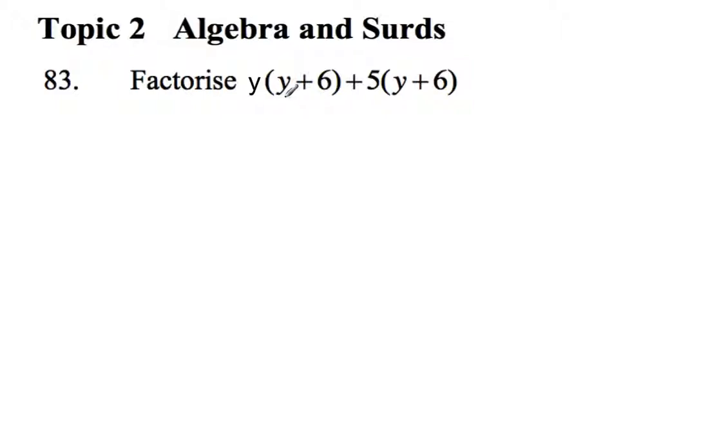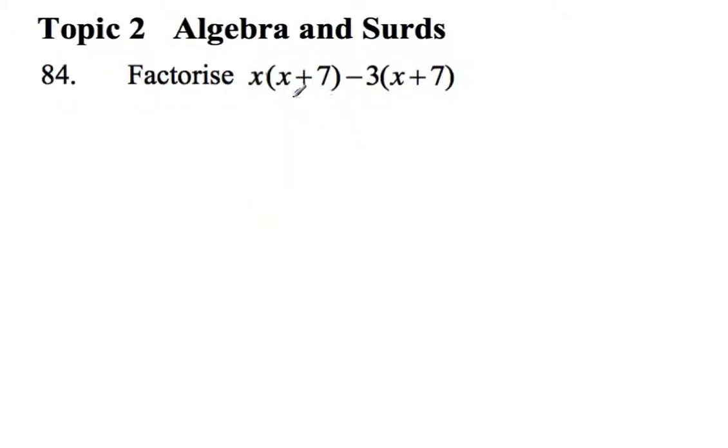Here, when we've got the 2 sets of brackets with the identical contents there, we're allowed to join up the y and the 5 into a bracket of its own when we factorize here. So we'll have y plus 5 in one bracket. Then we'll just list that y plus 6 once.